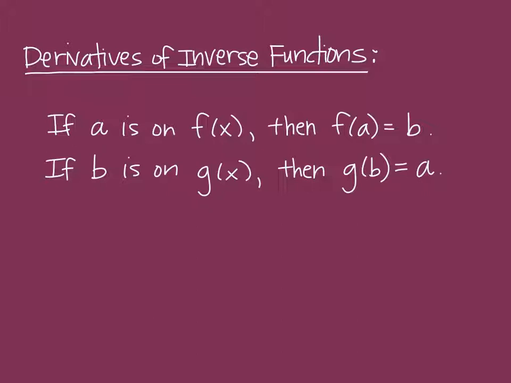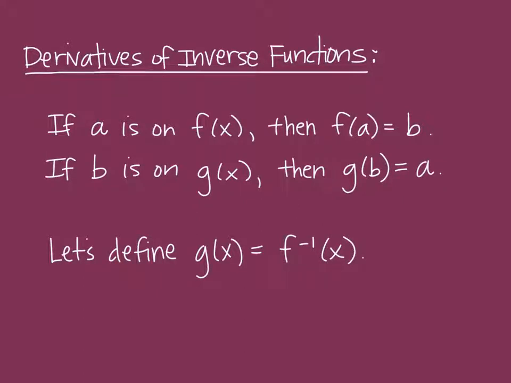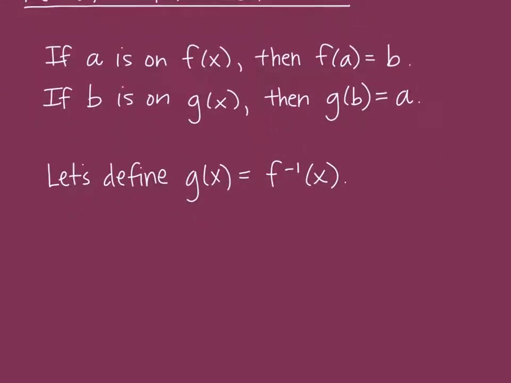Think about, like, on a parabola, it's 3, 9. 3, 9 is on a parabola. But on a square root, the point on the square root is 9, 3. A parabola and a square root are inverses of each other. So for notation, let's define g of x as the inverse function of x. So what's new is now how do we find the derivative?